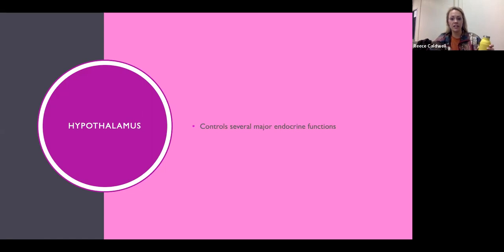Controls several major endocrine functions. That's the hypothalamus. Hopefully you know that from a last unit. Remember, we had the hypothalamic anterior pituitary pathway, which dealt all with the release of hormones. So hormones are the endocrine system. So that's the hypothalamus. And that is it.